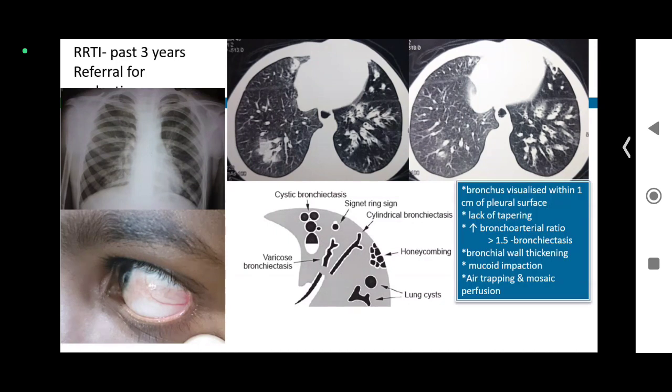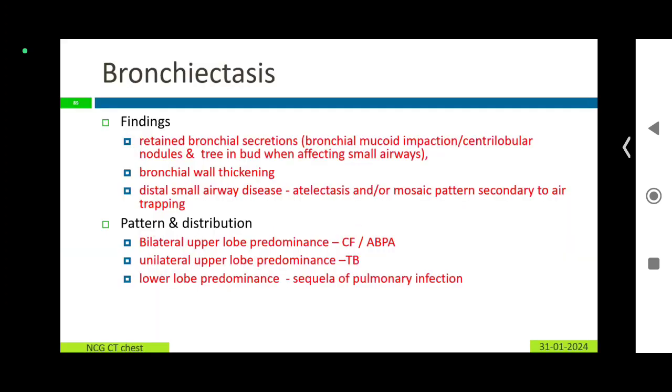Bronchus visualized within 1 centimeter of the pleural space, lack of tapering of the bronchus, increased broncho-arterial ratio. This is not more than 1.5. Now it is 0.8. This is an old slide, like me, so I need to update. It is wrong, not 1.5. It is 0.8. Bronchial wall thickening and mucoid impaction.